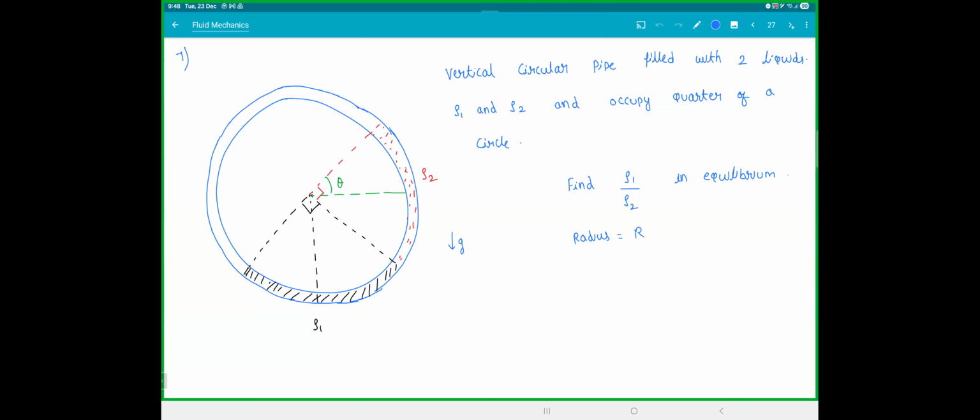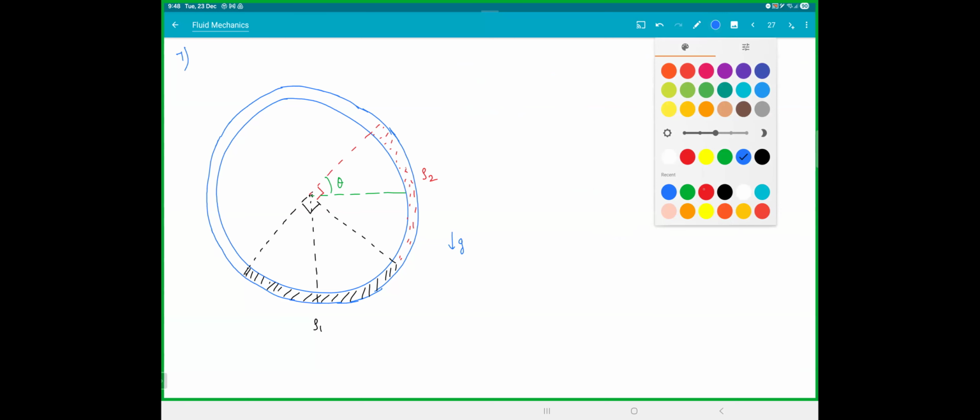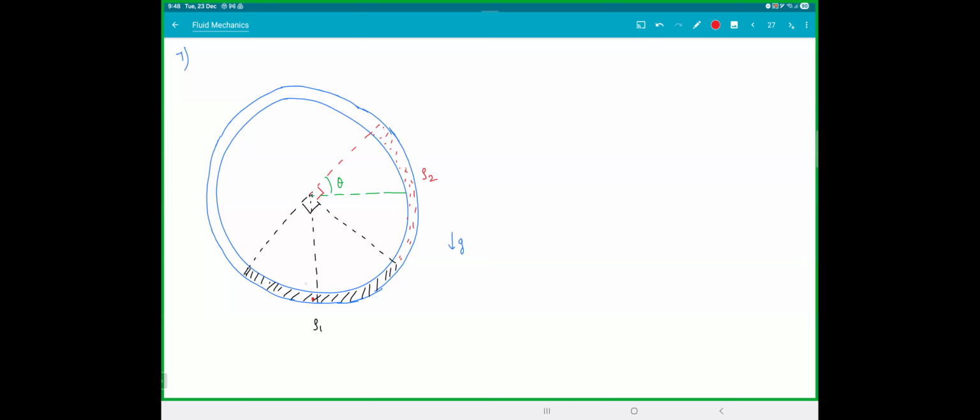Same thing. Since it is in equilibrium, consider two points here. This is A and this is B. Just at the bottom there, let's consider these two points. Now, since these two points are in equilibrium, PA must be equal to PB. Why? They're at the same horizontal level. The intersection is at an equilibrium.